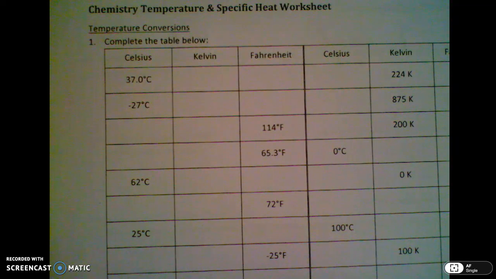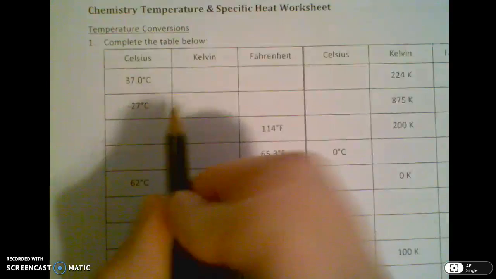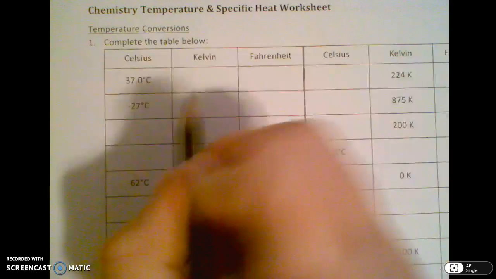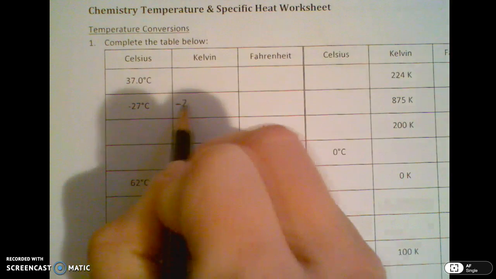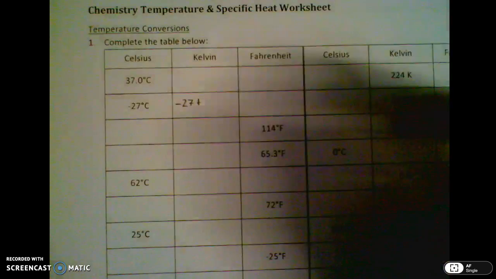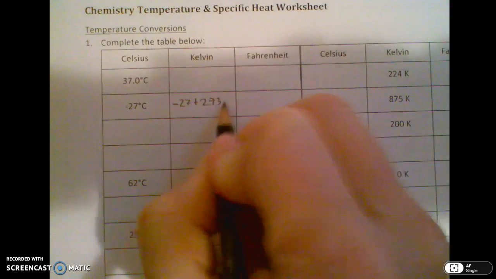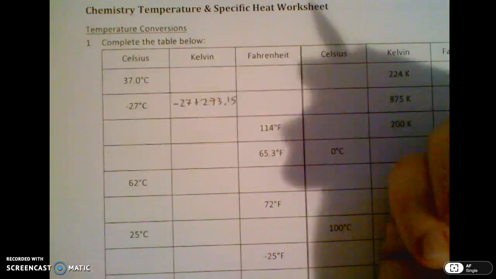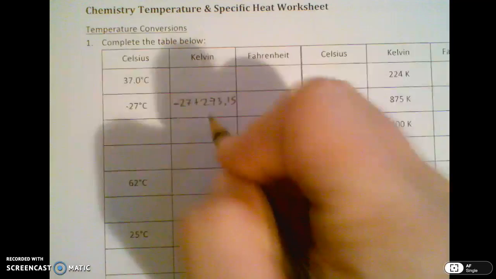I'm going to do a few conversions of temperature to give you some examples on how to do it. We have negative 27 degrees Celsius. It's negative 27 plus 273.15, which will give you your answer for Kelvin.